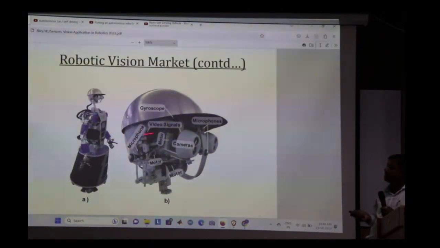Then we have got the microphones. I told you, stereo microphones. Then the camera is there in the center. Okay. Now you also know the significance of multiple cameras. Earlier in mobile phones, there used to be only one camera.